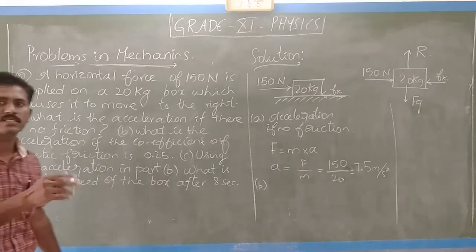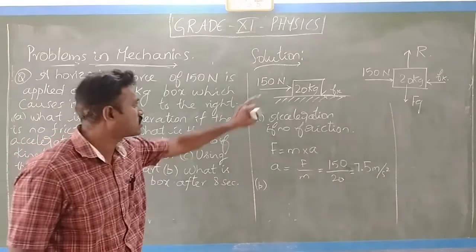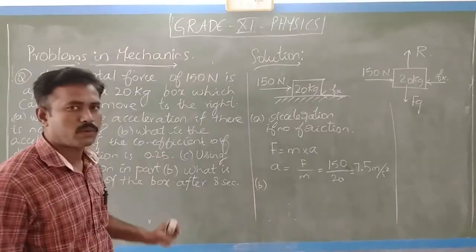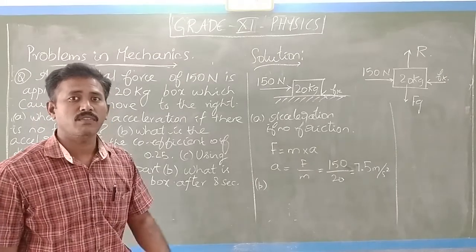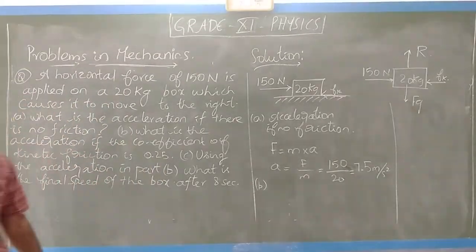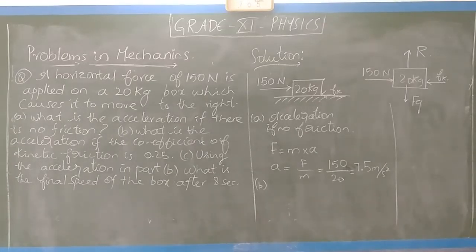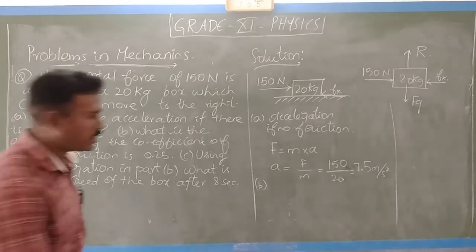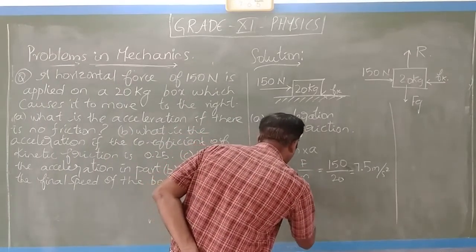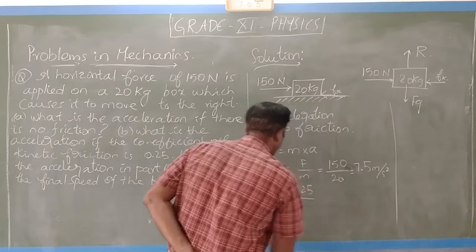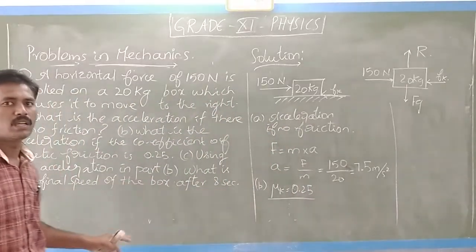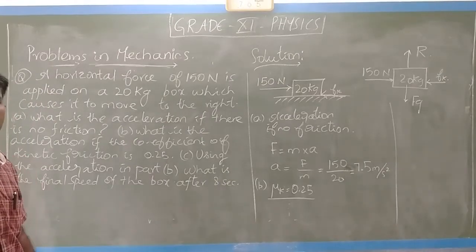Now in the second constraint, the coefficient of kinetic friction is given. That is Fk is given. So what do we have to find? We have to find the acceleration if the coefficient of kinetic friction is given, mu k equal to 0.25. So this value is given. We have to find the acceleration for this kinetic friction.